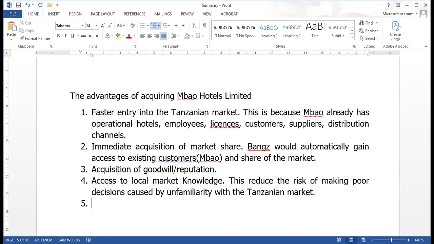Okay, then next, if it is acquisition, there is also acquisition of experienced management and employees. When you acquire Mbayo, you may be having those experienced managers and employees.